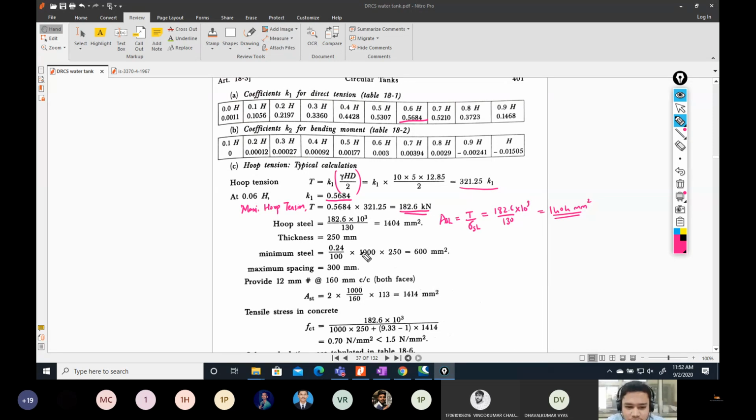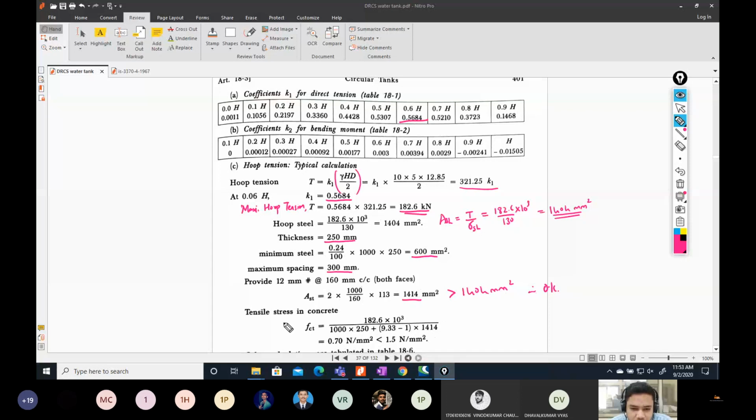Now let us check the section. The thickness we have provided is 250 mm. For 250 mm, the minimum steel comes out to be 600 mm square, and the maximum spacing is 300 mm. Based on which we can assume the reinforcement: 12 dia at 160 center to center on both the faces. That will give you 1414 mm square, which is more than 1404 mm square. Therefore, the steel provided is okay.